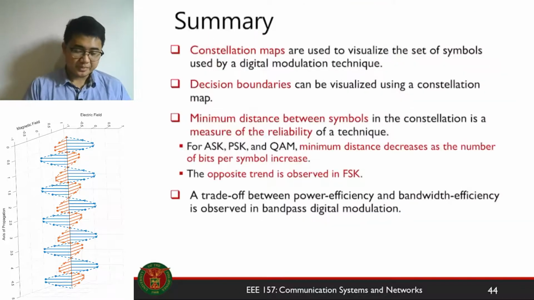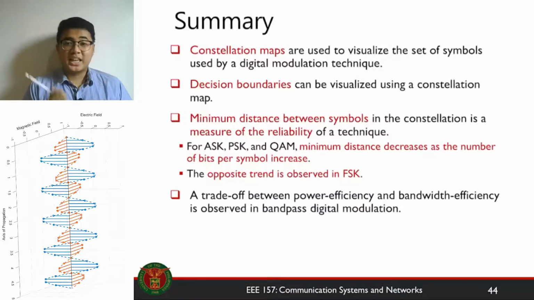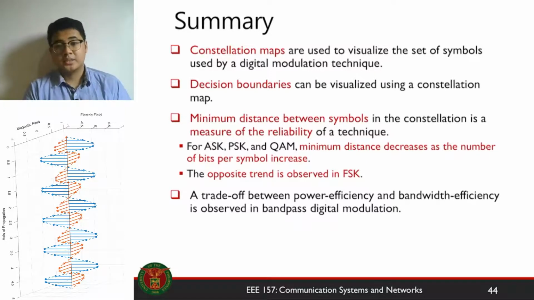Okay? So just to summarize, then, your constellation maps are very useful tools to visualize your set of symbols that are used by a digital modulation technique. So with the constellation maps, you can form decision boundaries. It can be visualized using your constellation map. Okay? You can also solve for the minimum distance between symbols. Since the minimum distance is just a geometric problem using constellation maps, you can now easily solve for the minimum distance given a constellation. Okay?